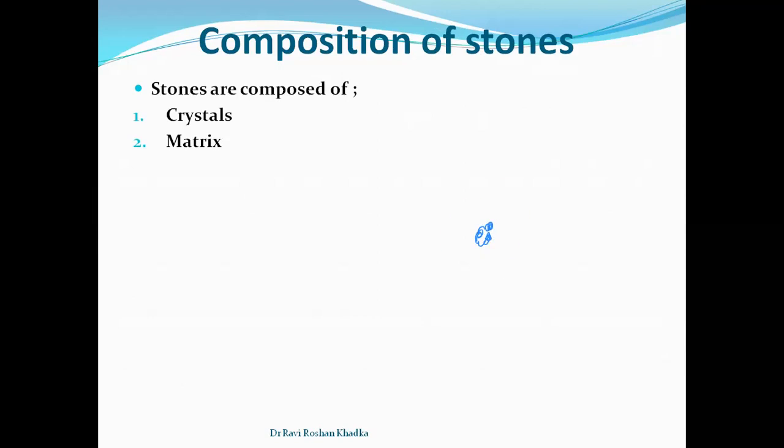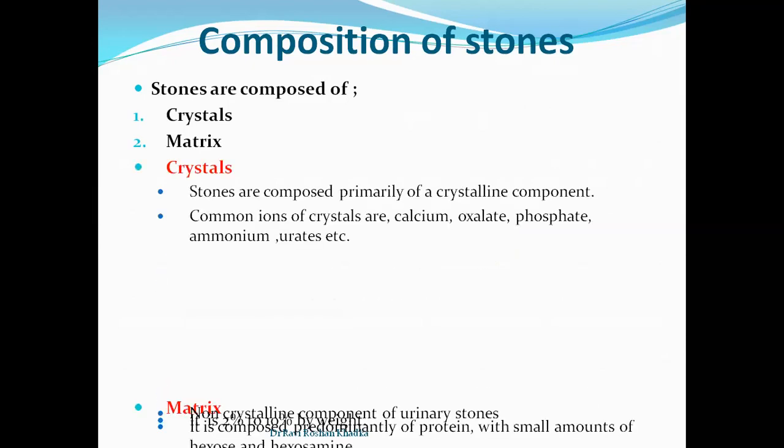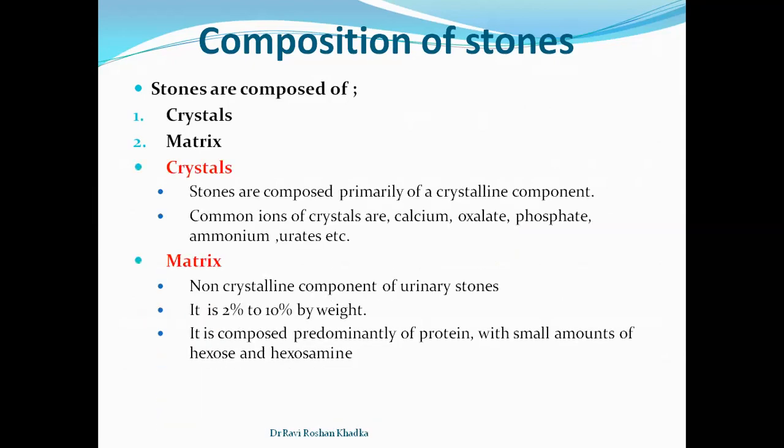So basically, around 90 to 98% of the volume of the stone is made up of crystals, and around 2 to 10% is made up of protein material. And crystals contain calcium, oxalate, phosphate, all those things. You can see over there, crystals. So this is the basics.